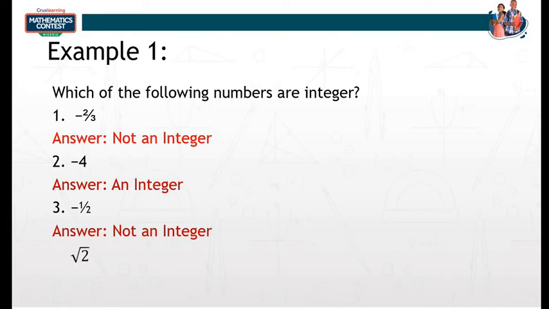Alright, we go further. What about root 2? Root 2 will give us a decimal. Hence, it is not an integer. So, for these numbers, we have only one integer, and that is minus 4. Alright.